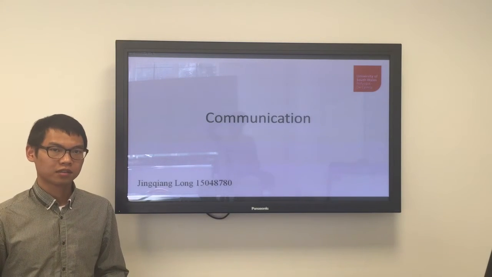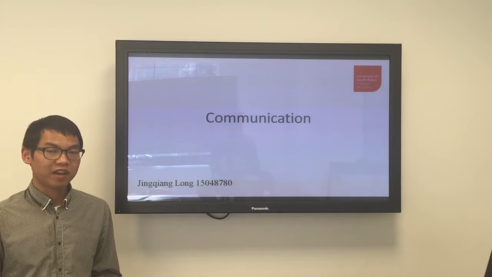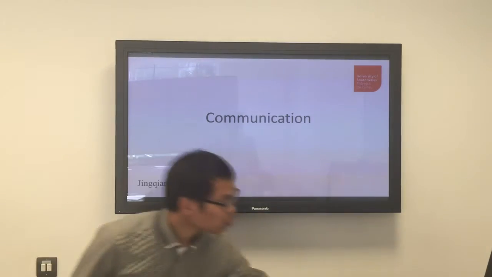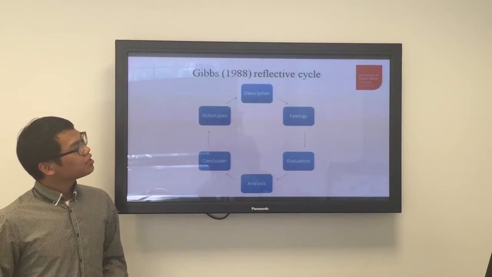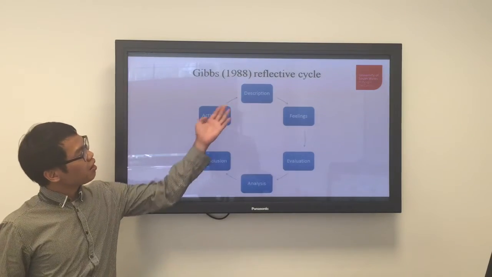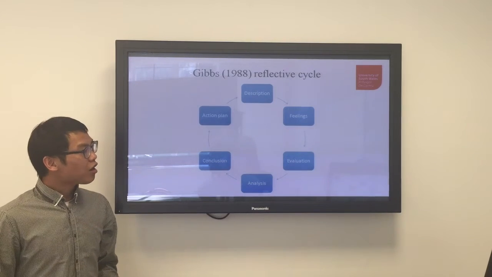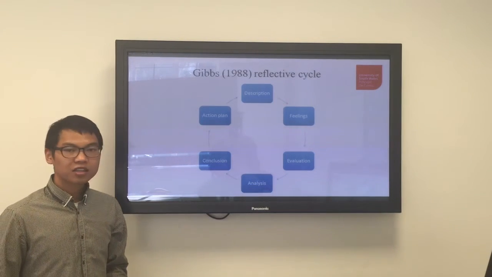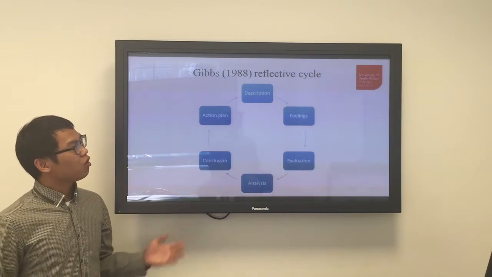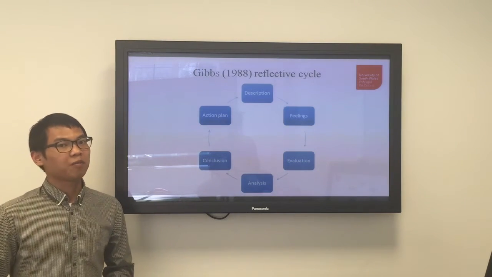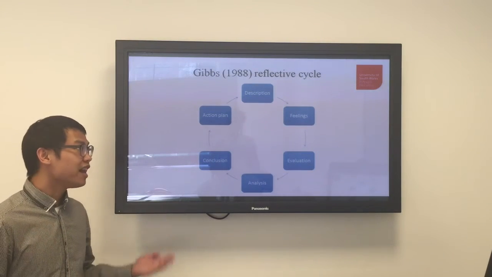At first, I'm going to give everyone an overview of Gibbs reflective cycle. As you can see, this cycle consists of 6 steps: description, feelings, evaluation, analysis, conclusion, and action plan. For this cycle, the aim is to help people learn from experience. Then, let's move on to the next slide.